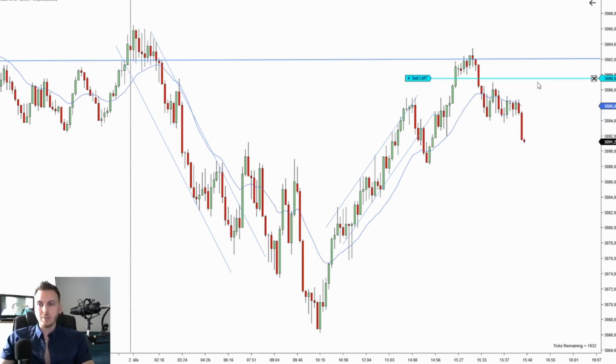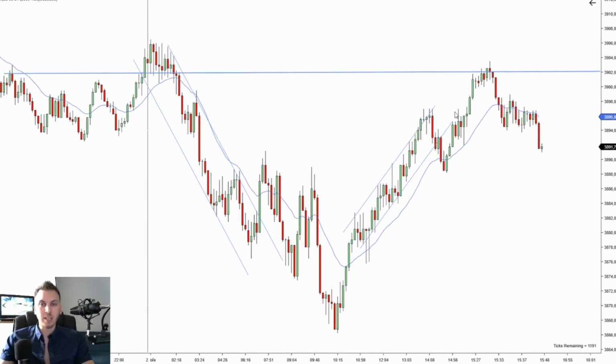I missed the setup. Never mind. So what I was looking at, this is a failed second entry long. We are below the EMA, but more importantly, we have a break and a new high. So this uptrend has played out. This uptrend is over, has played out.